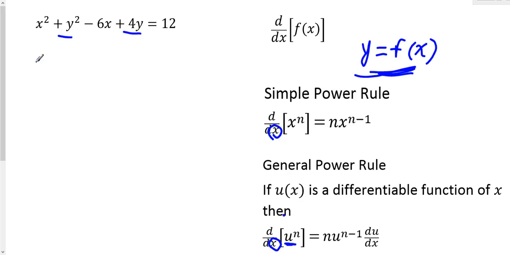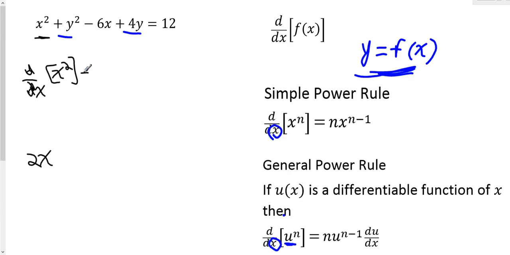Let's go ahead and take the derivative then. So the first thing, we're going to take the derivative with respect to x of x squared, which this one we can use the simple power rule, and the simple power rule says that that's equal to 2x, right?